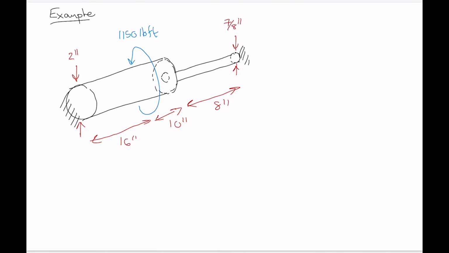So our question is, the whole thing's made of 6061 T6 aluminum, and what we want to do is simply find the maximum shear stress in the object. So rod made of 6061 T6 aluminum, AL, determine tau max. Okay, easy.